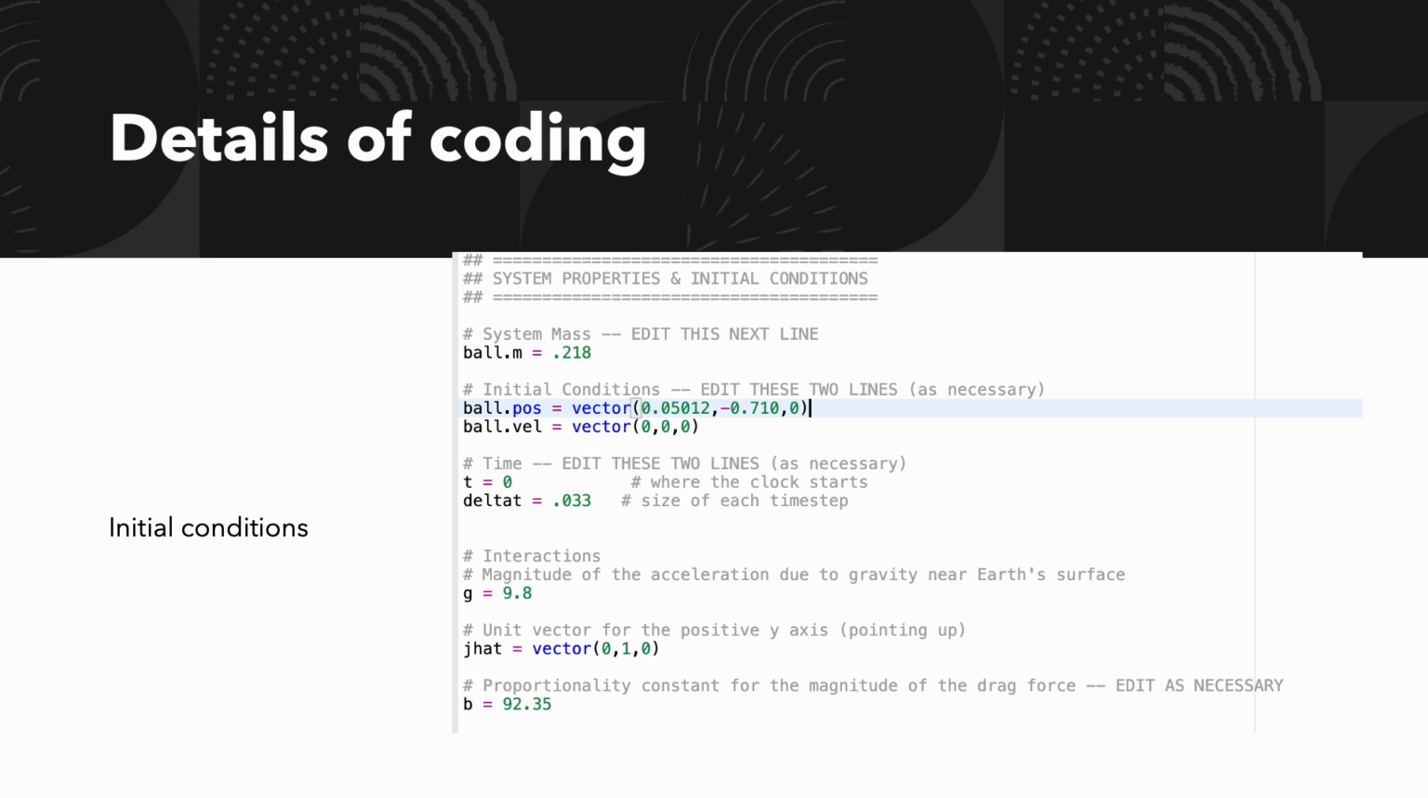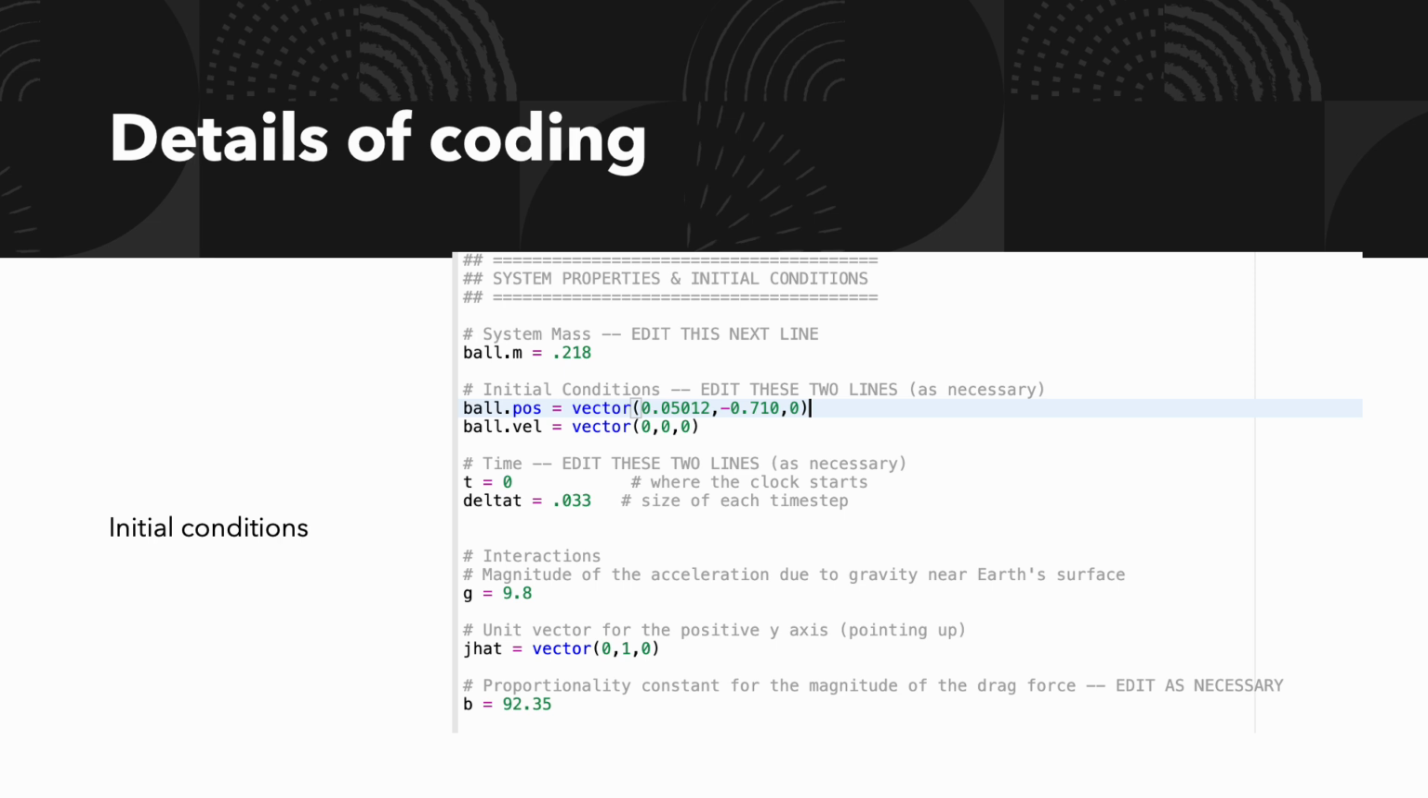This is my code in GlowScript, and these are the initial conditions. The mass of the slinky is 0.218 kg. The initial position is 0.05012 and negative 0.71, and the velocity at the starting point is 0. The initial time is 0, and delta t, the time step, is 0.033. That's the value I used in my tracker.